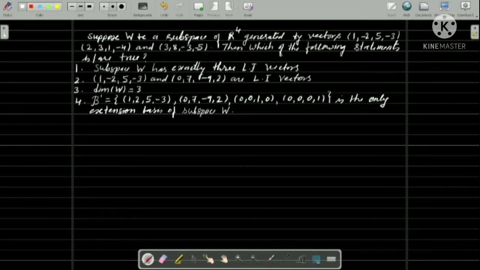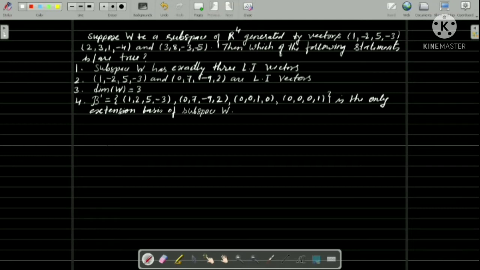Option number 1, subspace W has exactly 3 linearly independent vectors. Option number 2, (1, -2, 5, -3) and (0, 7, -9, 2) are linearly independent vectors. Option number 3, dimension of subspace W equal to 3. And option number 4, B' is (1, -2, 5, -3), (0, 7, -9, 2), (0, 0, 1, 0), (0, 0, 0, 1) is the only extension basis of subspace W.